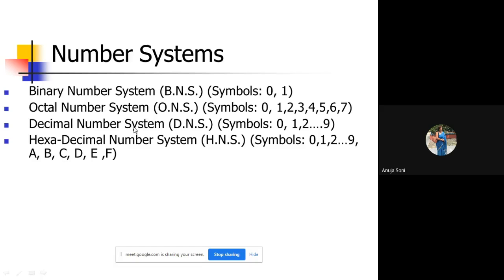A, B, C, D, E, F means A corresponds to the value 10, B corresponds to the value 11, C corresponds to the value 12, D to 13, E to 14, and F for 15. So this way, what will be the value of the base or the radix in the case of your hexadecimal number system? It will be 16.